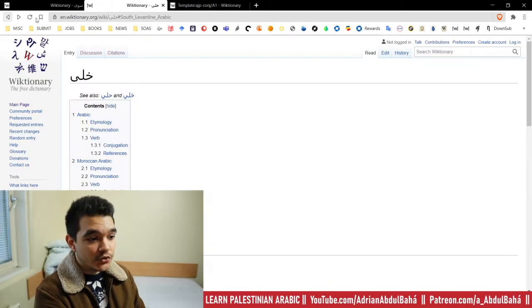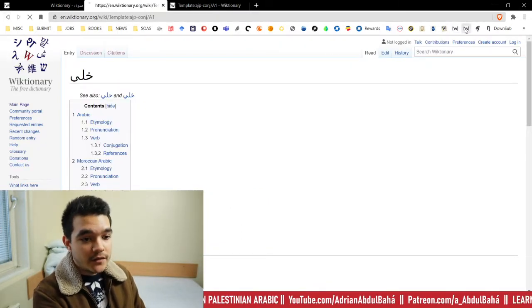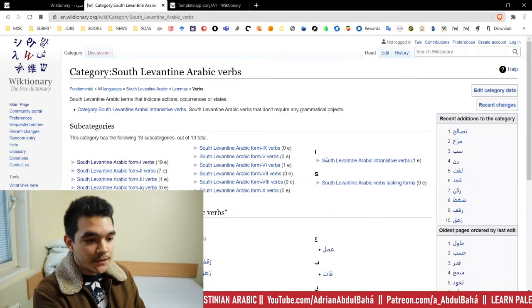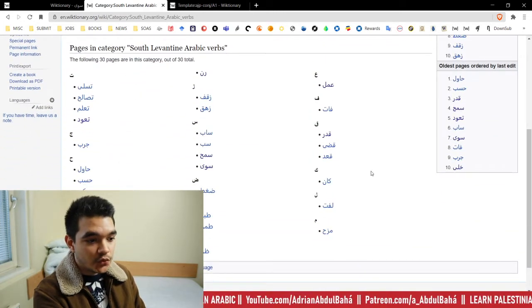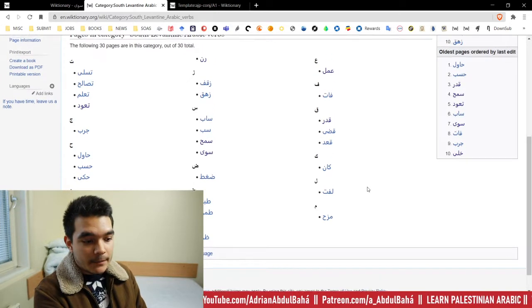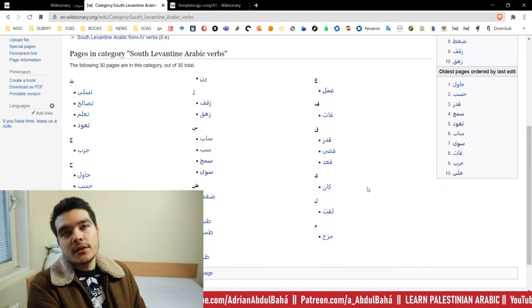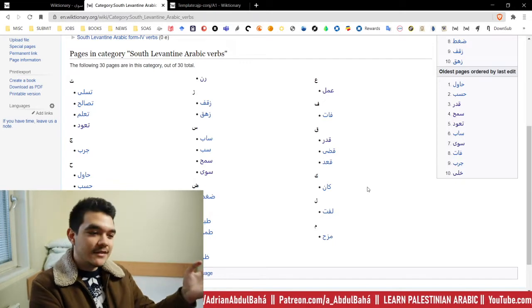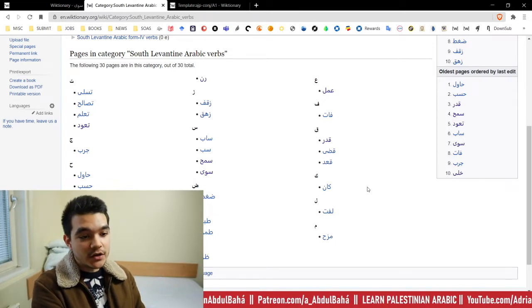So I aspire to be adding a lot of the terms from my spreadsheet to Wiktionary. Now I'm doing it. Of course, I hope one day to have all of the terms from the spreadsheet on here. But it's a lot.